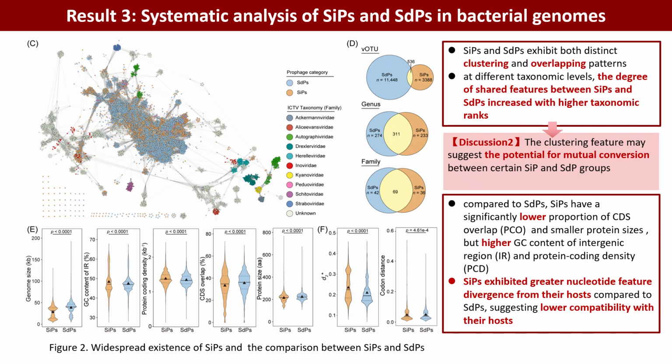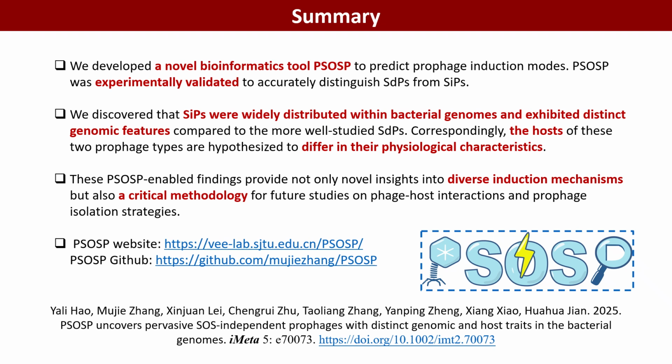Subsequently, we analyzed the taxonomic and genomic characteristics of SdPs and SiPs to delineate the features of these two prophage groups. Overall, SdPs and SiPs exhibit both distinct clustering and overlapping patterns. At different taxonomic levels, the degree of shared features between SdPs and SiPs increased with higher taxonomic ranks. Besides, differences were also observed between the hosts of SdPs and SiPs. In summary, these findings highlight the unique genomic features of SdPs and SiPs, underscoring their distinct evolutionary trajectories and ecological preferences. Finally, this is the summary of our work.